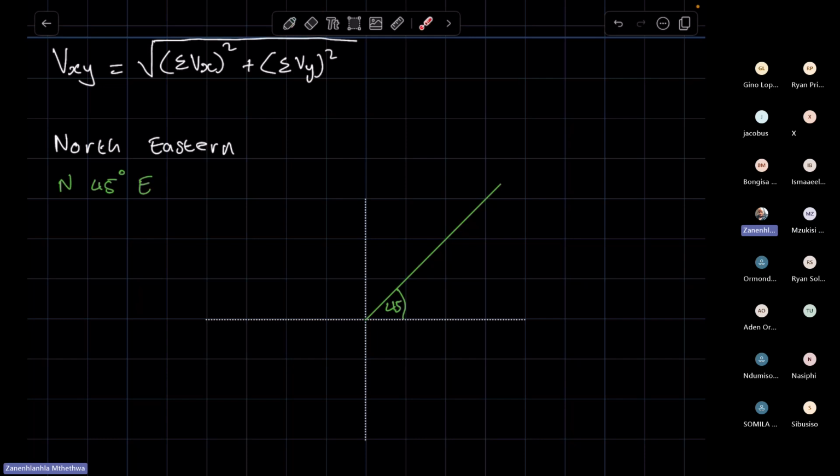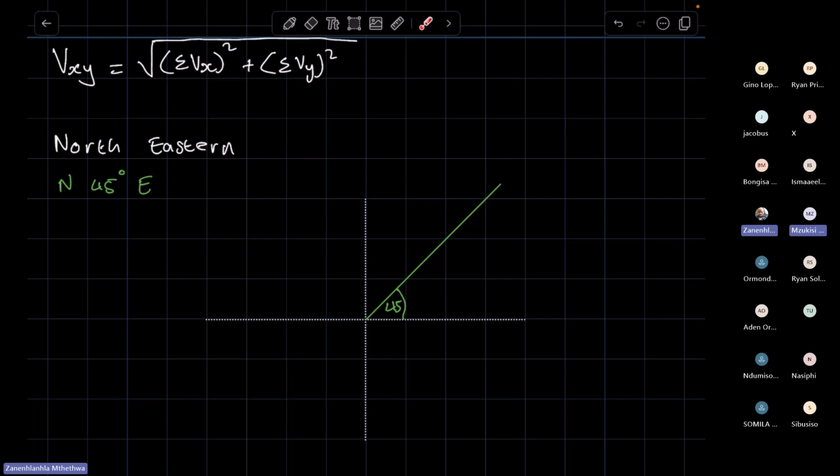Right? And of course, knowing that this is 45 degrees, it means the angle reference from the x-axis is also 45 degrees. That is how you look at an angle in terms of northeast, northwest, southwest, southeast. So you always assume the angle is 45 degrees. I will clear you.